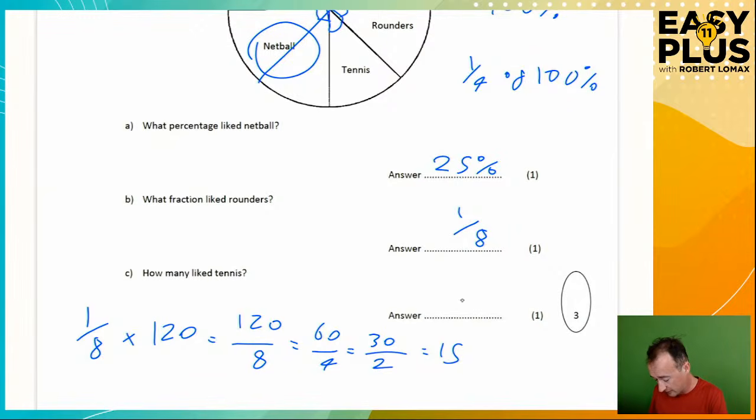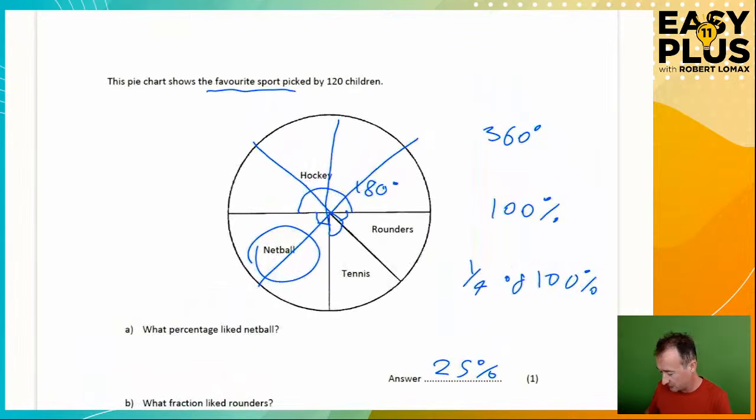So how many like tennis? 15 children like tennis. It's 1/8 of the total, which is 120. Never neglect to look back carefully at the information you're given, because that's where you find out about the total number of children.